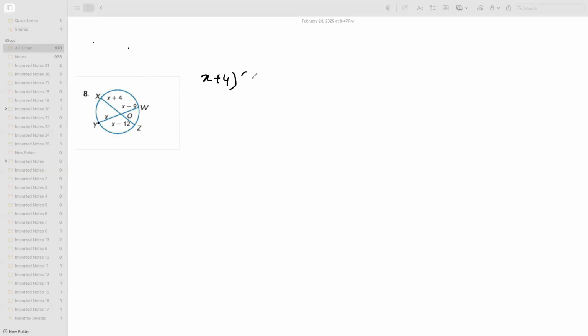Diya, Manav, correct. Manav, that seems incorrect to me. Can we check, Manav? These are two chords intersecting at a point inside the circle. One chord has parts x and x minus 9. The other chord has parts x plus 4 and x minus 12. If two chords intersect inside the circle, the products of the line segments are equal. So x plus 4 times x minus 12.